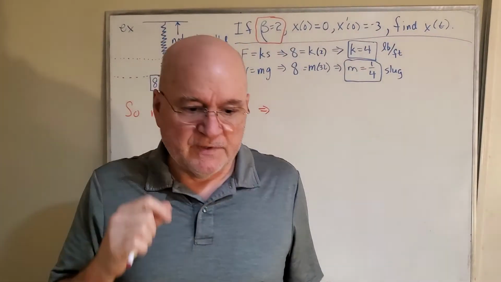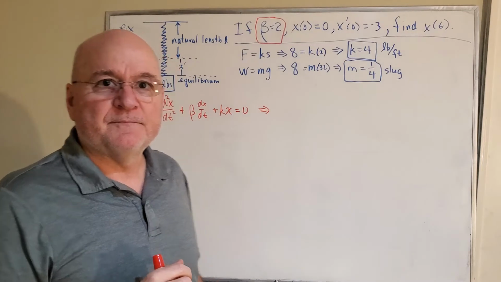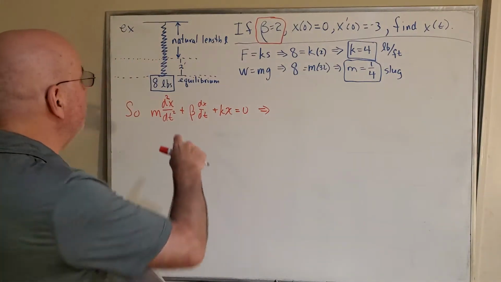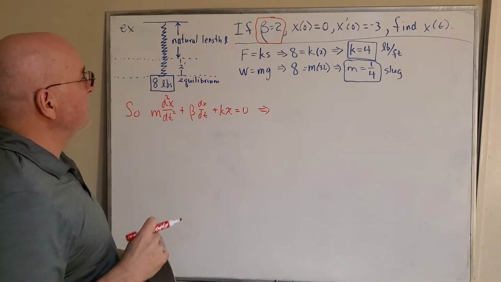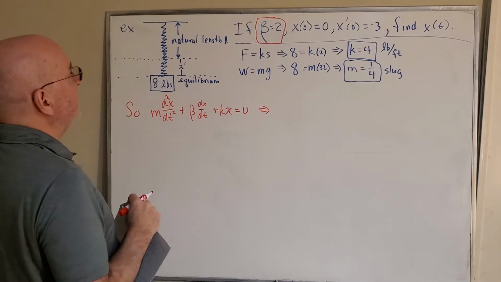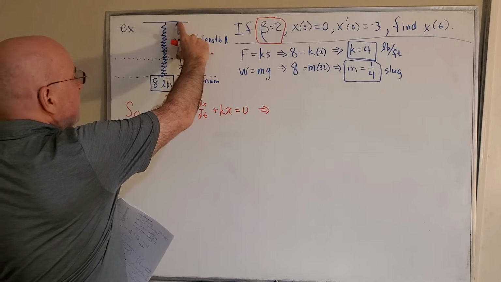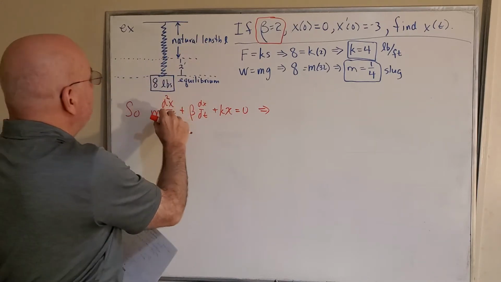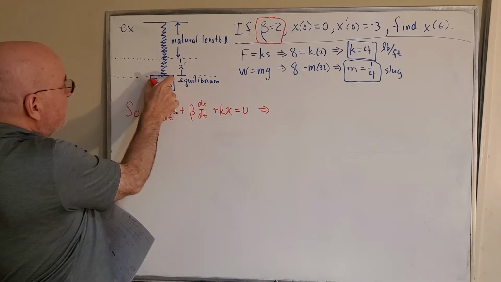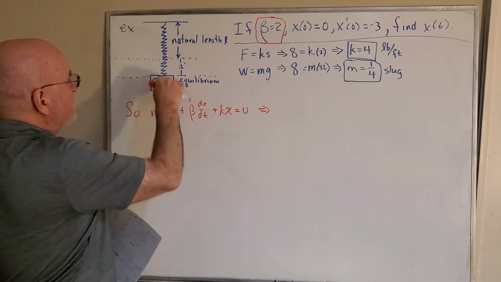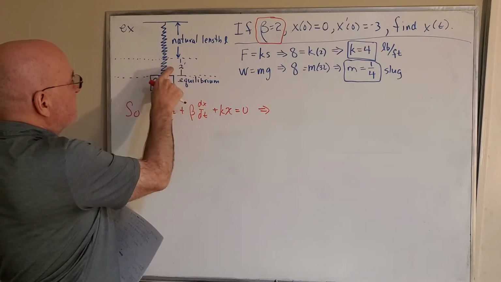In the next example, we will have to interpret part of the question from the picture here. So we have a spring. Here's the spring's natural length with no weight on it. And then putting this weight on it, and this is equilibrium, it's not moving at all. It stretches 2 feet.